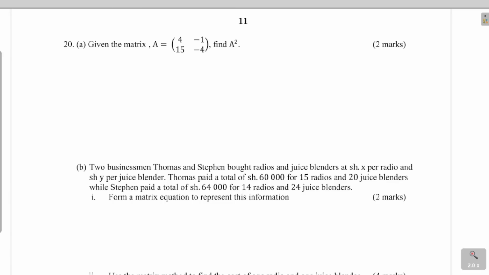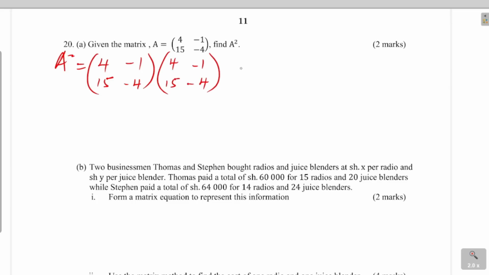First part, you're given the matrix A, you're supposed to get A squared. That simply means matrix A multiplied by itself. So we can work out this one. A squared means 4, 15, negative 1, negative 4 multiplied by itself, that is 4, 15, negative 1, negative 4. So row 1, column 1, we have 4 times 4 plus negative 1 times 15, that is negative 15.